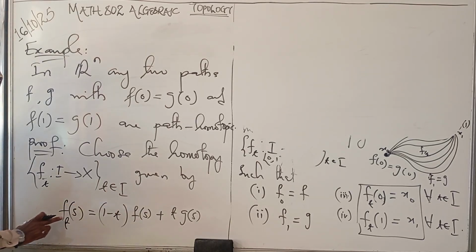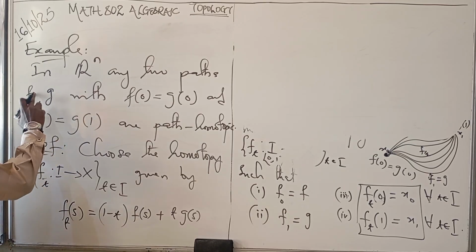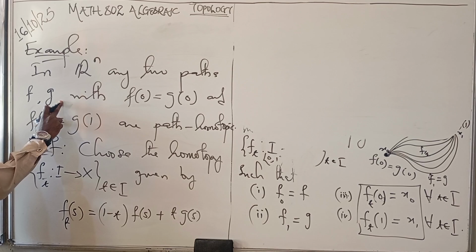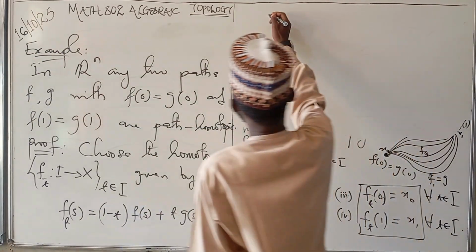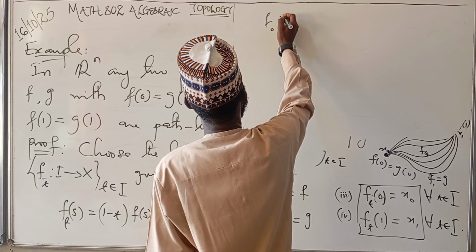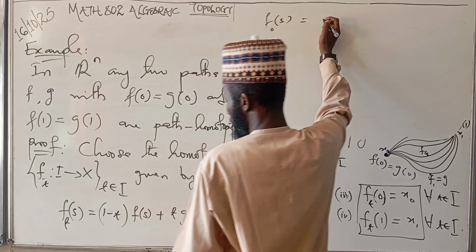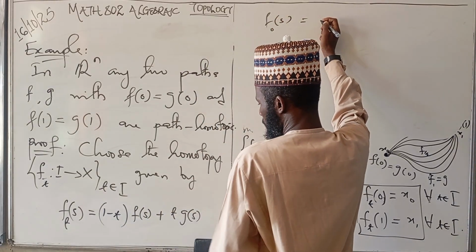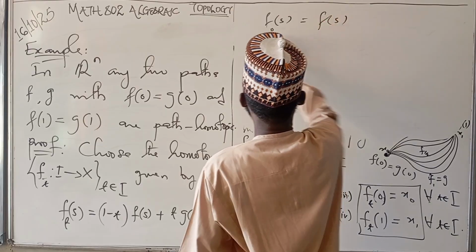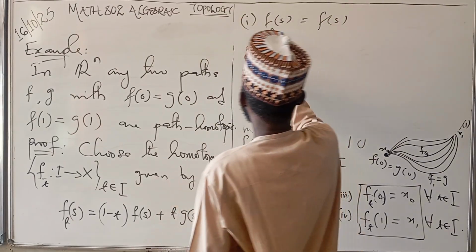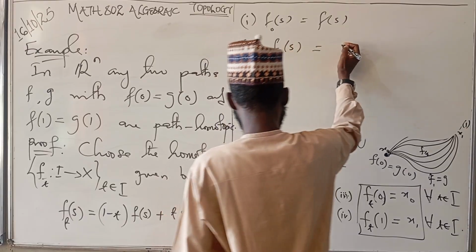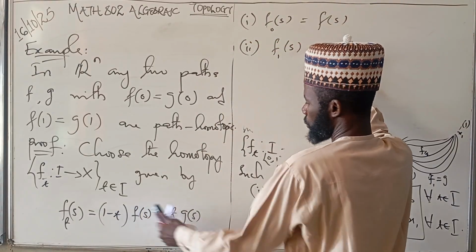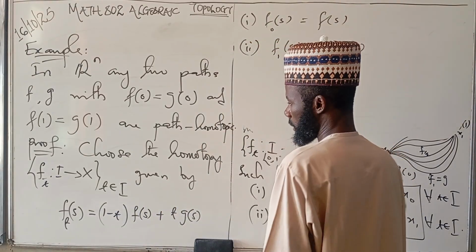But here, to check that this homotopy starts from F and ends at G, so it is a homotopy from F to G, you can quickly see that F0 of S is equal to what? It will be F of S. That is the first condition. And the second condition is that F1 of S is equal to what? G of S. That is the second condition.